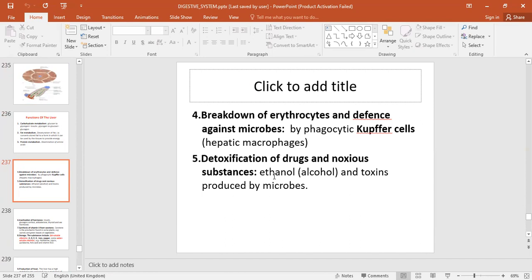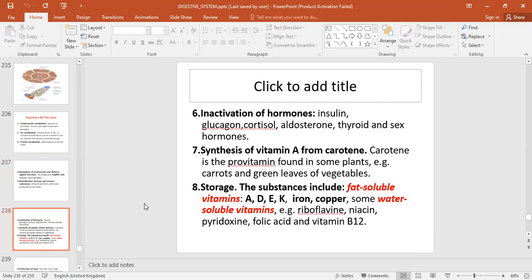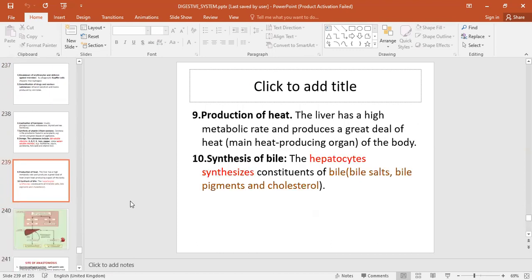Next is detoxification. The liver is the main organ for detoxification. Then inactivation of hormones is the liver, synthesis of vitamin A, and storage of substances. For example, all fat-soluble vitamins are stored in the liver. In addition, there's iron, copper, some other water-soluble vitamins like riboflavin, niacin, vitamin B12 can be stored in the liver. Production of heat. So as the liver is performing metabolism, the byproduct is heat, and that helps to warm up the body.